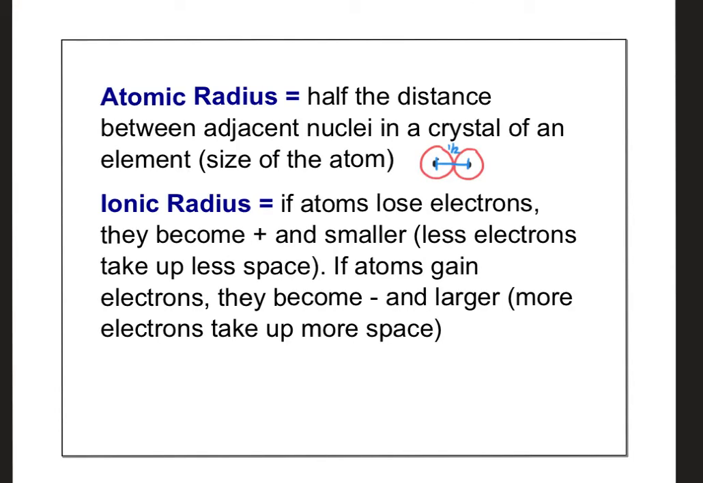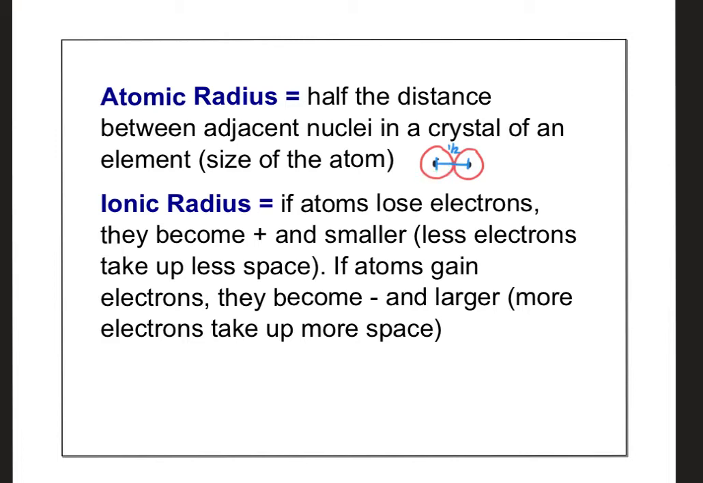All right, let's talk about the first two trends. Atomic radius. Atomic radius is thought of to be the size of the atom, but how they actually measure it is they take half the distance between 2 adjacent nuclei. So they make a crystal of the element, so 2 atoms bonded together, and they measure the distance from one nucleus to the other and take half of it. That is how they measure atomic radius.